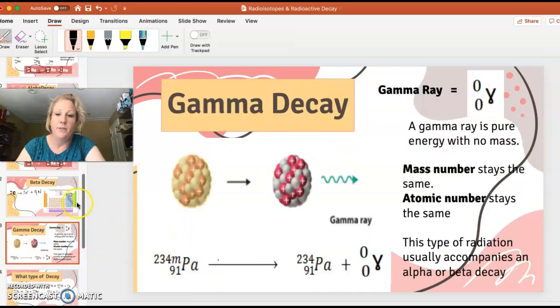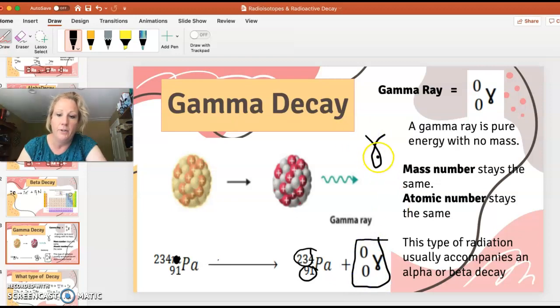Gamma decay is a type of decay where the nucleus doesn't change necessarily. It does usually accompany another alpha or beta decay, but it's not going to change the mass number or the atomic number of the element that we start with. And then the gamma ray or gamma particle itself is represented like this. It's the Greek letter gamma, which looks kind of like a fish, has 0 mass, and we don't need to put a number. We call it a particle, but it's really just pure energy.